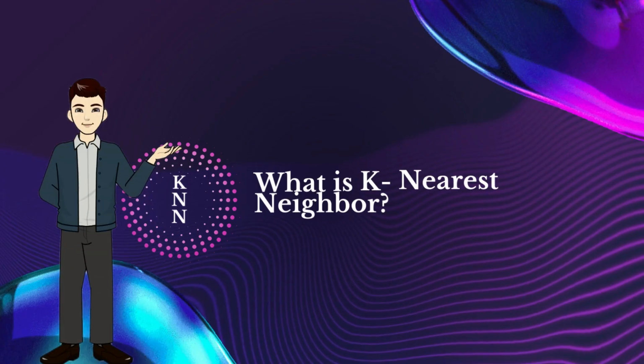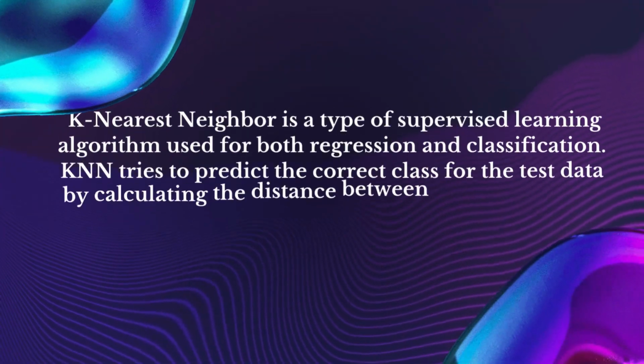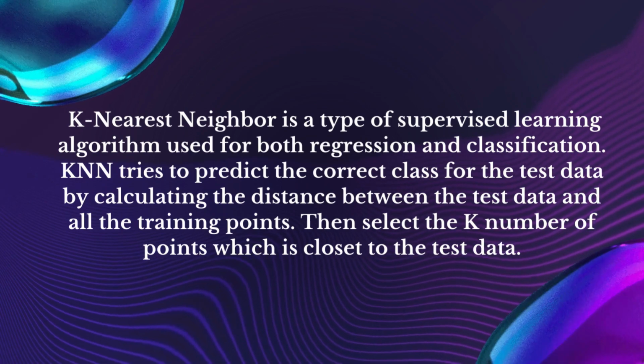What is k-nearest neighbor? K-nearest neighbor is a type of supervised learning algorithm used for both regression and classification. KNN tries to predict the correct class for the test data by calculating the distance between the test data and all the training points, then selecting the k number of points which are closest to the test data.